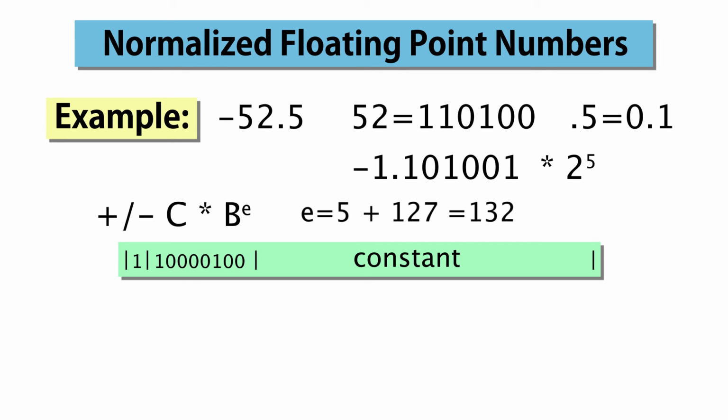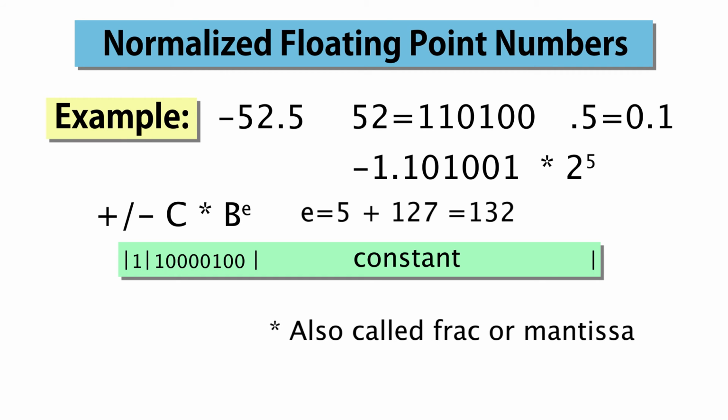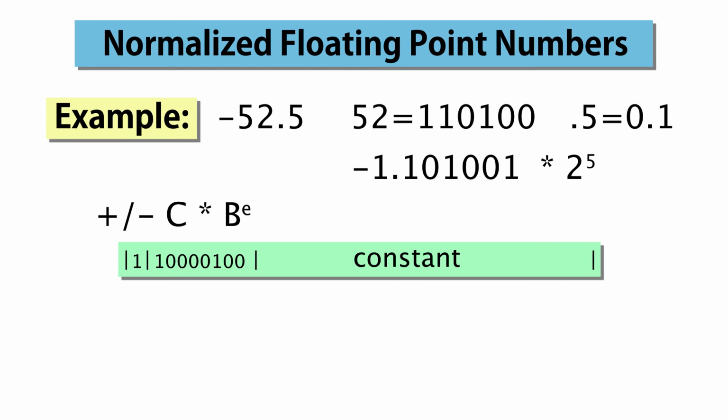The only thing that remains is to fill in the 23 bits of the constant field. In floating point jargon, this field is also called the frac or the mantissa. Recall that the number we're representing is shown here. The constant portion of this number is already in binary form. But notice that the bit to the left of the radix point will always be a 1 for normalized numbers. So there's really no need to waste a bit in the representation by storing it. We just have to remember that it's there implicitly. We only need to store the bits to the right of the binary point.